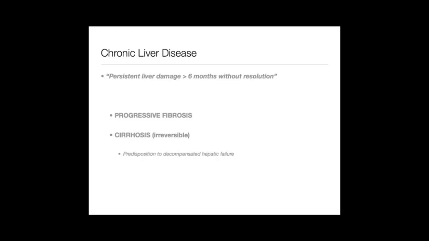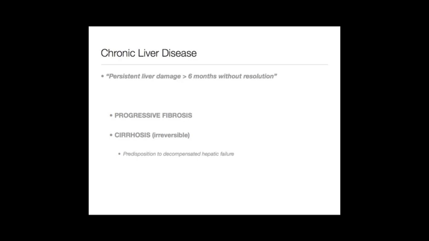Okay, now moving on to chronic liver disease. This is persistent liver damage, and this has to be over a long period, more than 6 months, without any resolution. Now, there are two processes which can happen. First of all is the initial fibrotic process. However, if that persists, whatever the underlying cause is, that can lead to an irreversible cirrhosis.